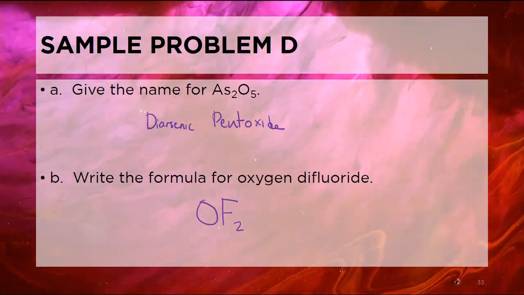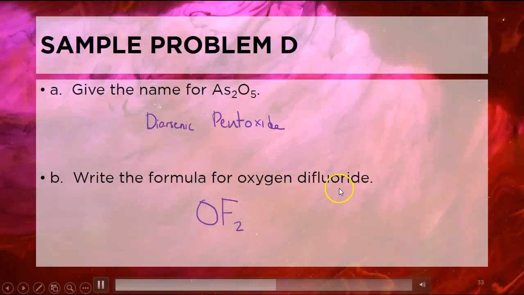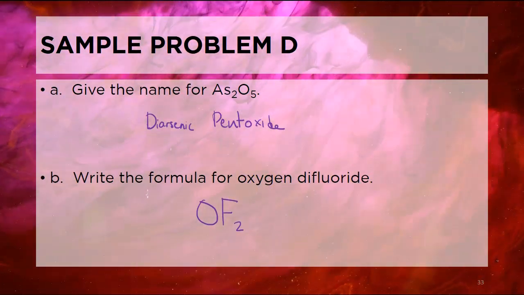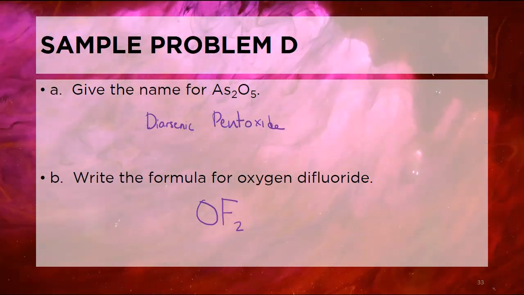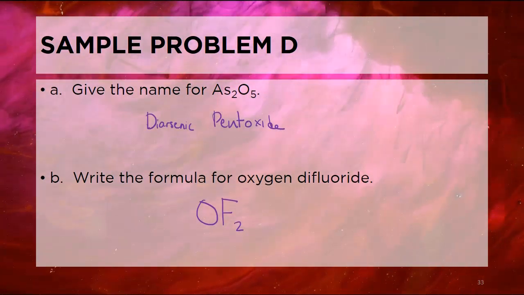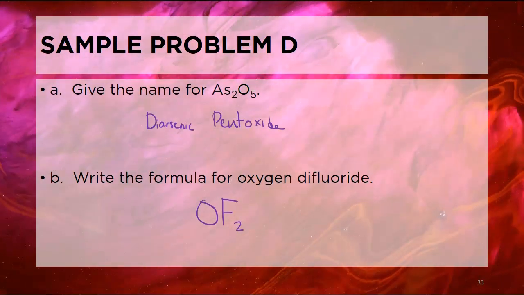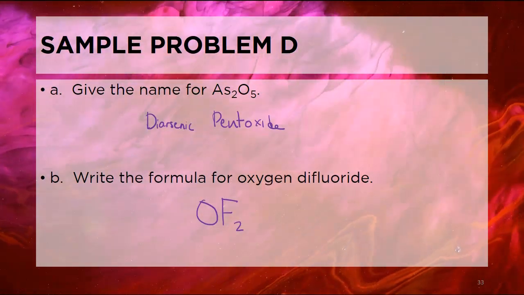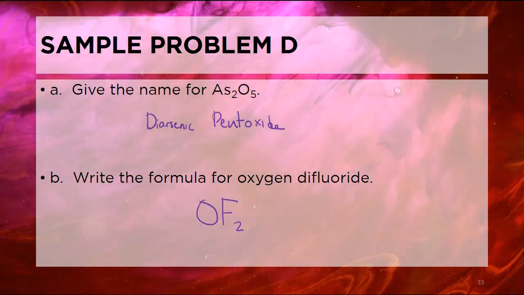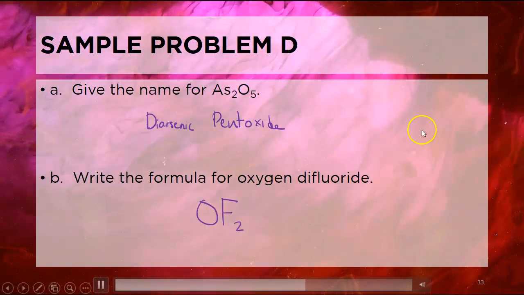The other thing I wanted to point out is that sometimes you might wonder, well, I've got two nonmetals. With ionic compounds, I know to put the metal first. What do I do for covalent? How do I know which one to put first? Well, typically the one to the left is going to go first. So since oxygen came to the left of fluorine, we put oxygen first. That's why like with N2O, dinitrogen monoxide, we put the N first because N comes first, to the left on the periodic table.